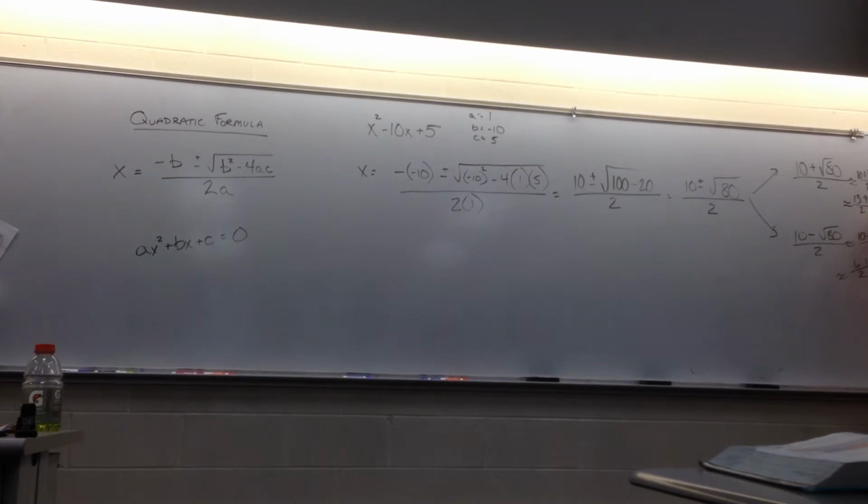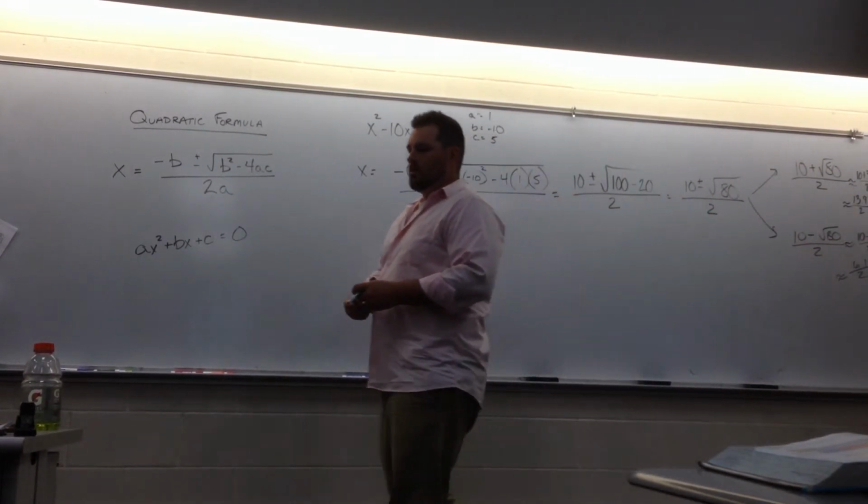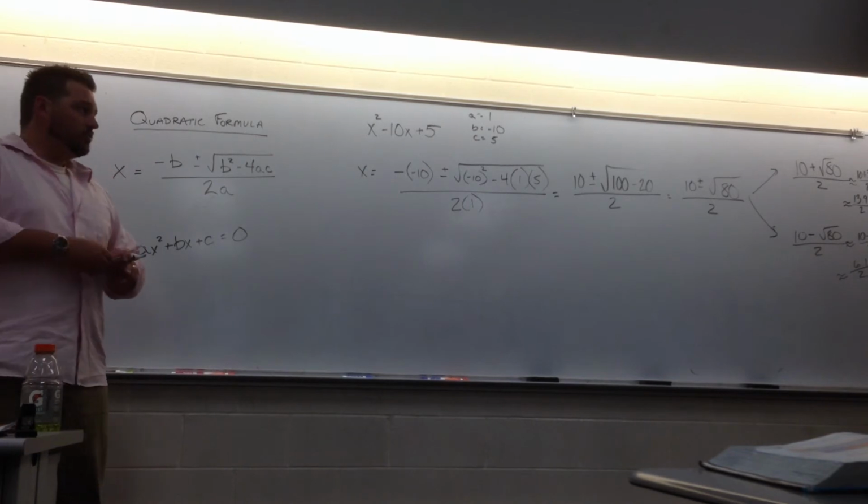And if you want to go even further, you can say 13.9 divided by 2, 6.95, and 6.1 divided by 2, 3.05. Okay? Those are approximations because the closest we can get to the square root of 80 is a decimal that goes on forever. Alright? We just ended up rounding to the nearest tenth. So that's really close to what the actual solution would be.